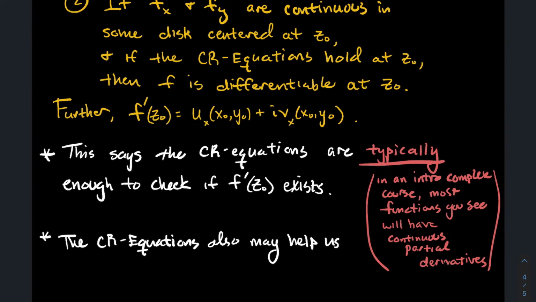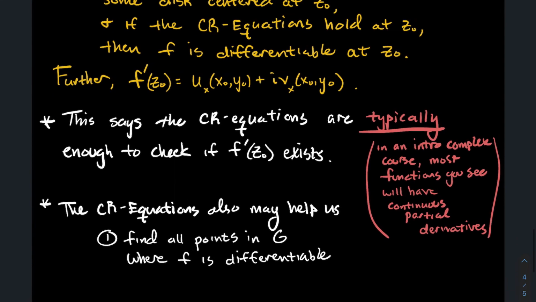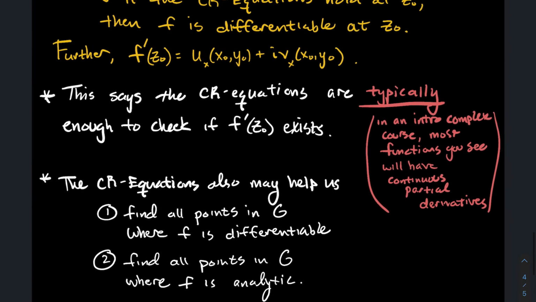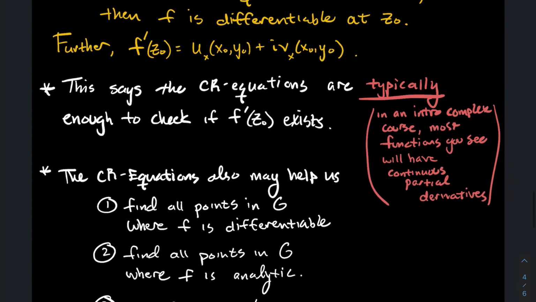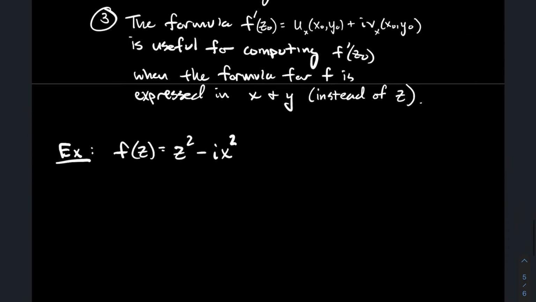All right, what else is going on here? What can we do with the CR equations? The rest of the video is going to be more about what we can do. The CR equations are going to help us find all points in the domain of the function where f is differentiable. It's also going to help us find all points in the domain of the function where f is analytic. And this formula here, f prime in terms of the partial derivatives, can be useful for functions of a complex variable that are given to you explicitly in terms of x's and y's instead of just z's. So let's do an example that illustrates what's going on here.